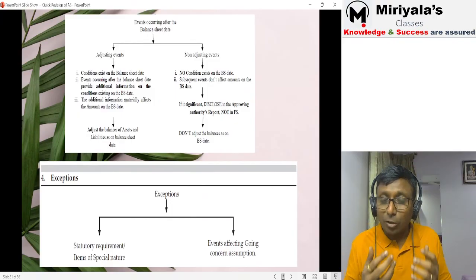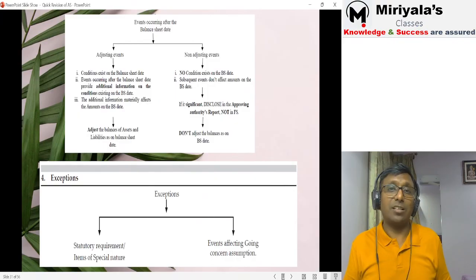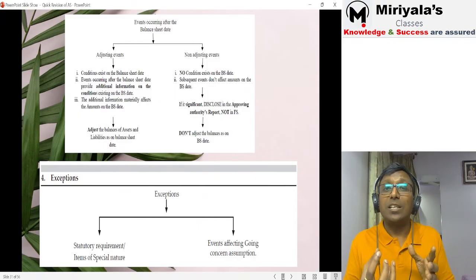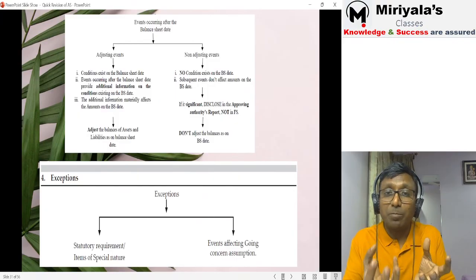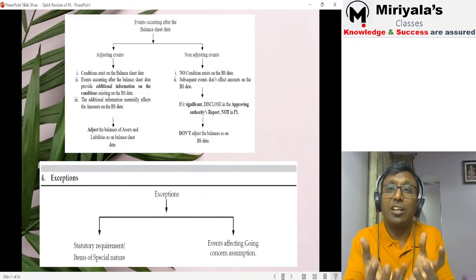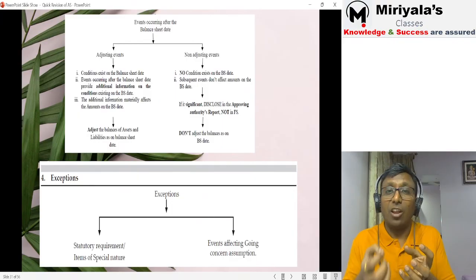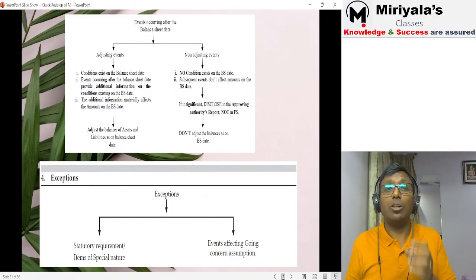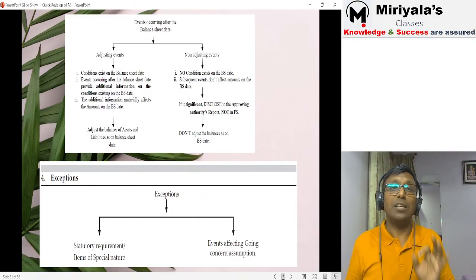If it is affecting the going concern, then as I discussed just now, as per Accounting Standard 1, you are supposed to measure the assets and liabilities at net realizable value. Any gain or loss on such measurement should be transferred to the profit and loss statement.